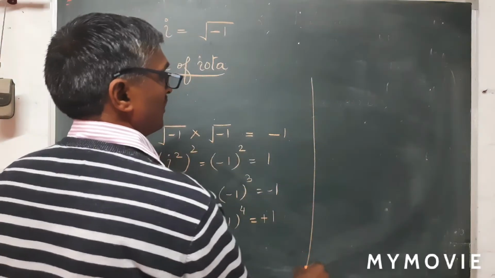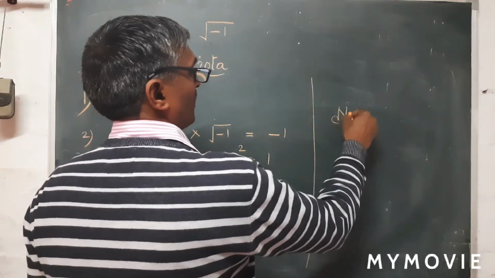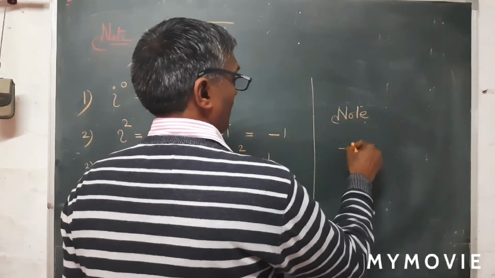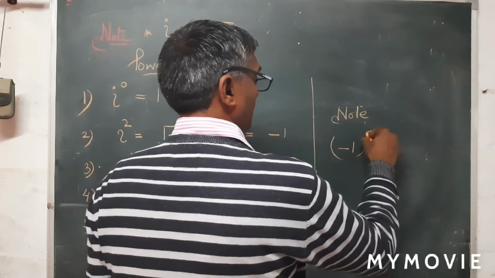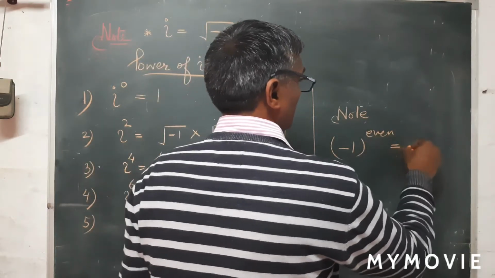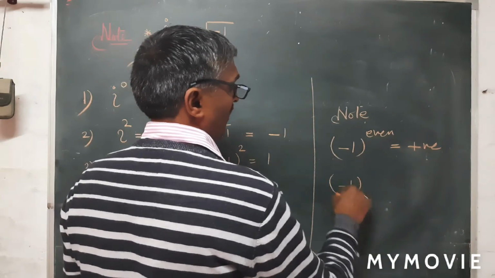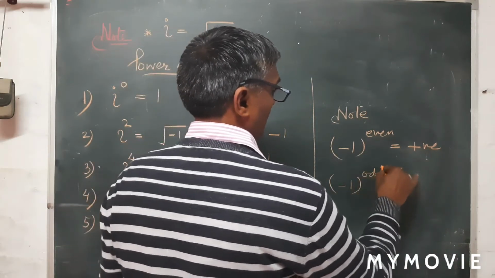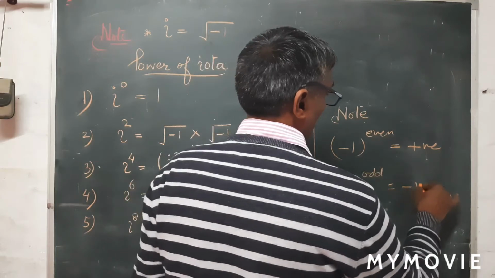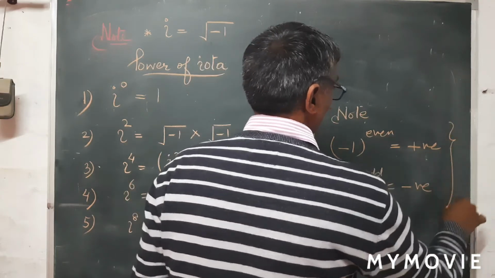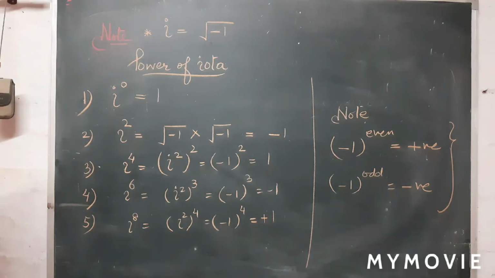Note, you must have learned: negative to power even is always positive. Negative to power odd is always negative. नोट कर लेना आपने, ठीक है.